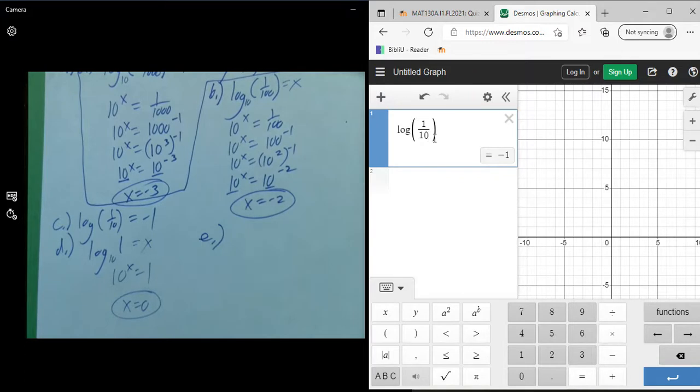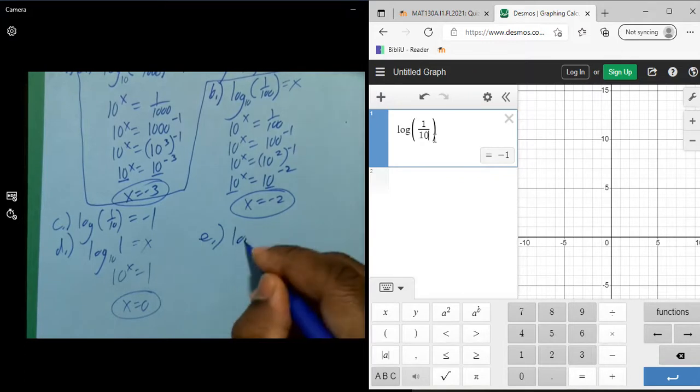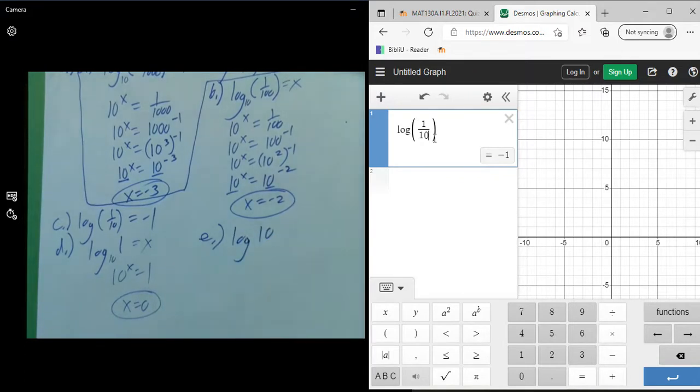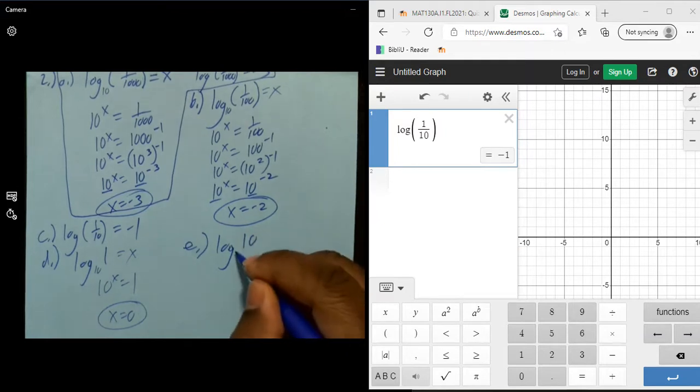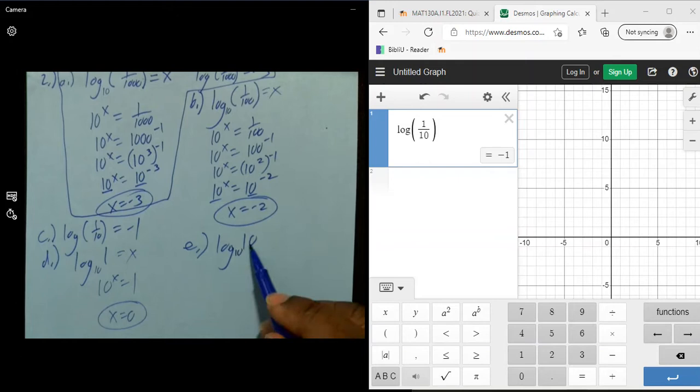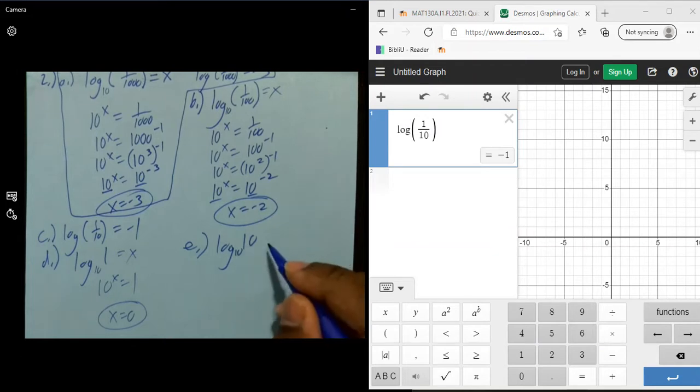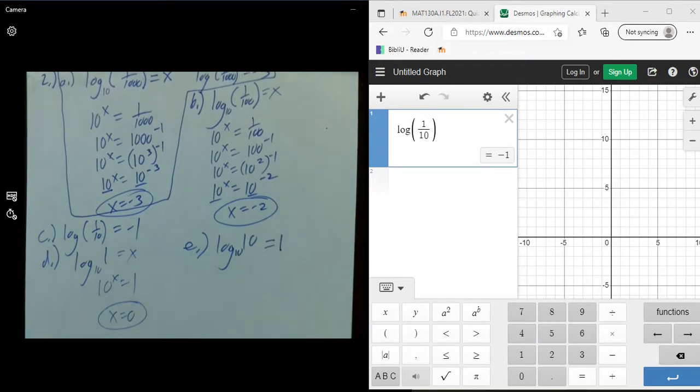Now we go here to E. We get log of 10. Now I want to show you something. When you have a situation when the base and the argument are the same, in this situation, we notice here that we don't show our base, which we know is 10. So when the base and argument are the same, it equals 1. Because these simplify out and leave you 1.